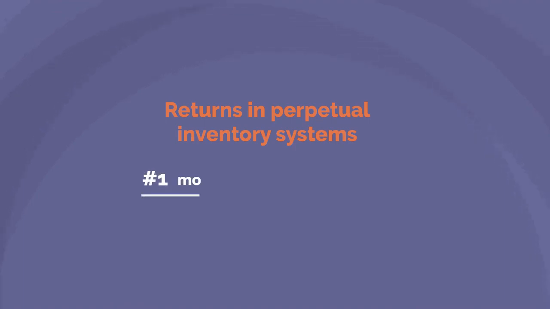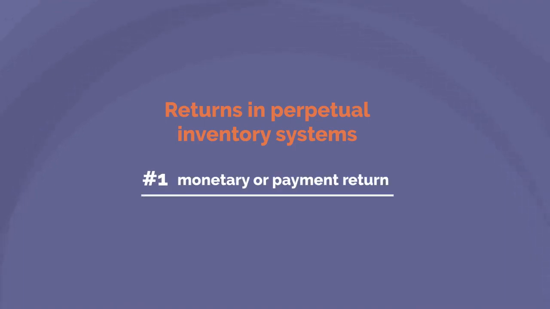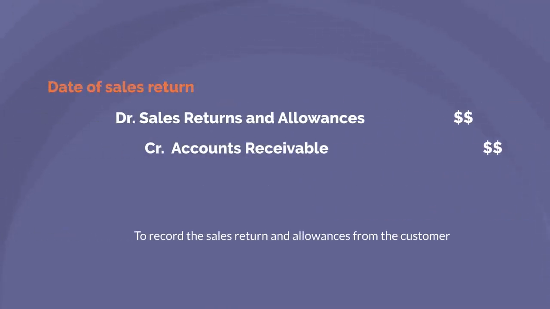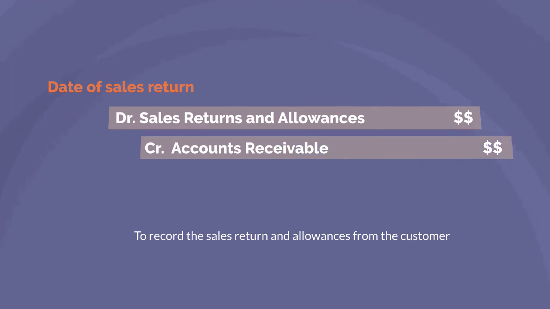For returns in perpetual inventory systems, there are 2 journal entries required. The first entry records the monetary or payment return. Merchandising companies have a contra revenue account called sales returns and allowances that they employ for this purpose. They will debit the sales returns and allowances account to increase it and credit the accounts receivable to decrease the amount they are expecting to get paid now that there are items being returned.